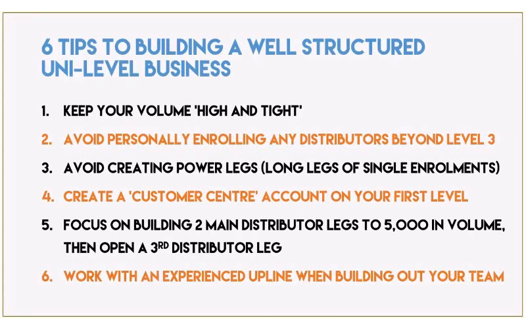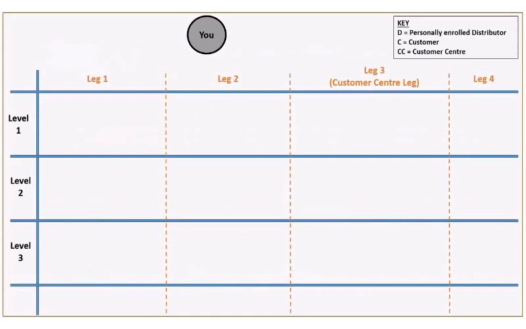Okay, so they're my 6 tips to building a well-structured uni-level business. Now let's look at a real-life example. Let's say hypothetically you get started as a distributor. You can see in the key at the top right-hand side, anyone that comes into this image with a D is a personally enrolled distributor of yours. Anyone with a single C is a customer, and a double C refers to that customer center I talked about. So let's start to build out your organization.